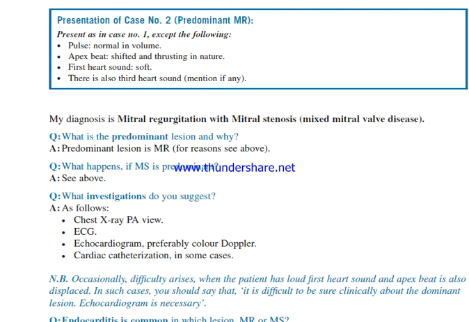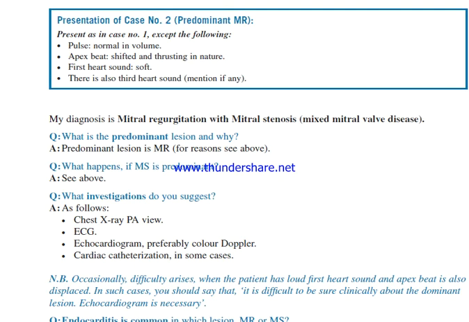Present as in case number 1, except the following: pulse is normal in volume, apex beat shifted and thrusting in nature, first heart sound is soft, there is also third heart sound. My diagnosis is mitral regurgitation with mitral stenosis, mixed mitral valve disease. What is the predominant lesion and why? Predominant lesion is mitral regurgitation for reasons above. What happens if MS is predominant?